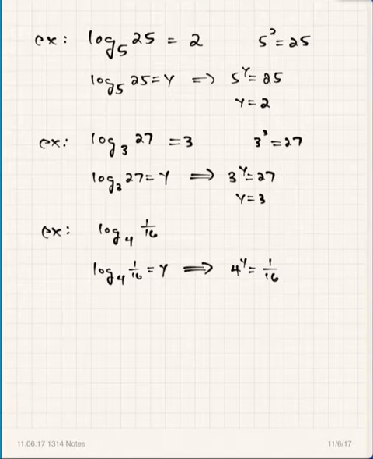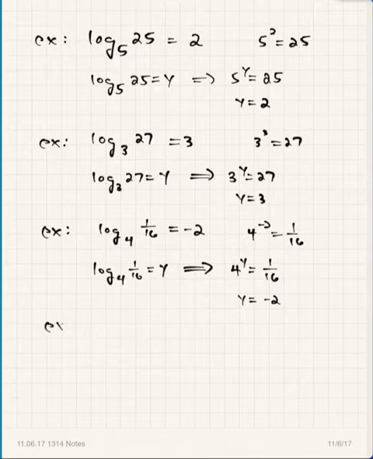And so what's got to be true here? The power that you raise 4 to, you got to get a fraction there, so that power has got to be negative. It's the only way that would work. And so y would have to be negative 2 here. 4 to the negative 2 is equal to 1 over 16. That's the only way to turn that into a fraction like this. And so this is equal to negative 2, because 4 to the negative 2 is equal to 1 over 16. Right, that's the corresponding exponential form.